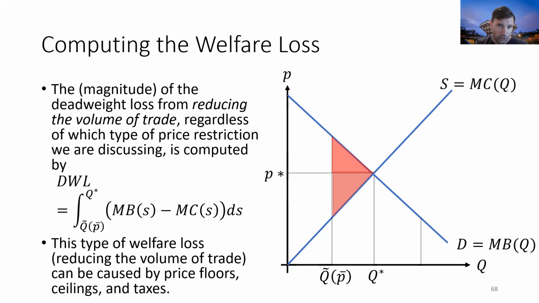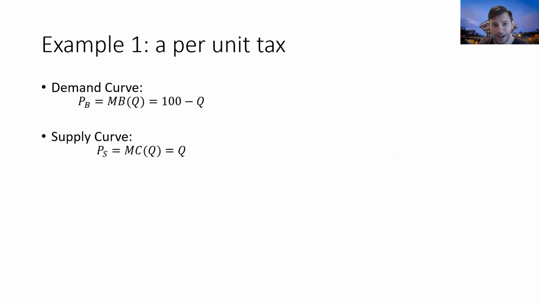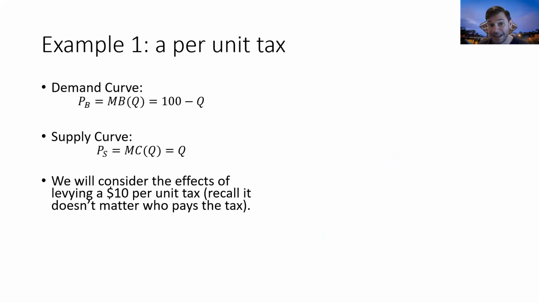So let's go through a numerical example. Suppose we have a demand curve given by 100 minus Q. Suppose we have a supply curve given by P equals Q. What we want to do is consider the effects of levying a $10 tax on this market. And again, it doesn't matter who actually pays it. We should be able to see that. So I'm not going to worry if it's the buyer paying it or the seller paying it.